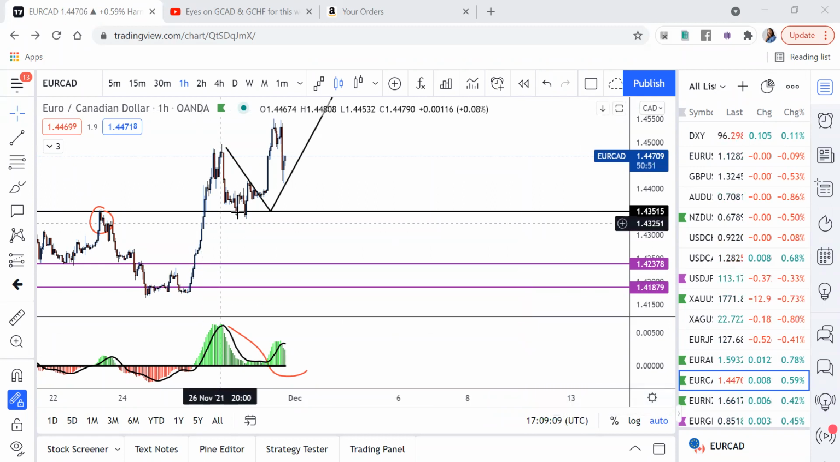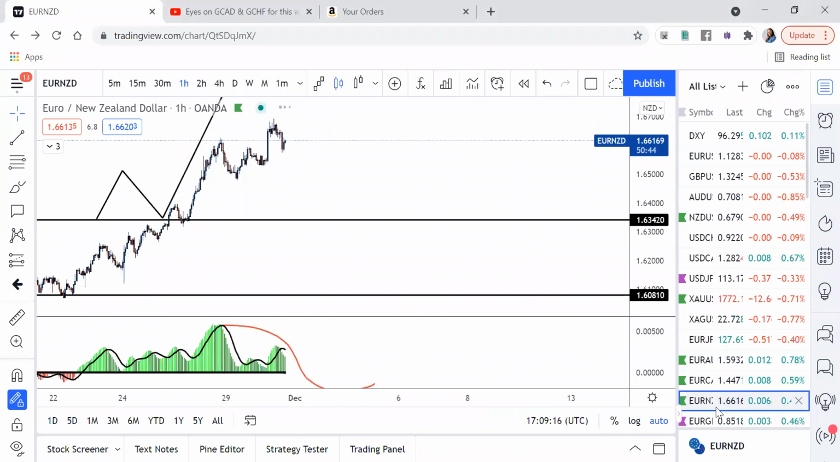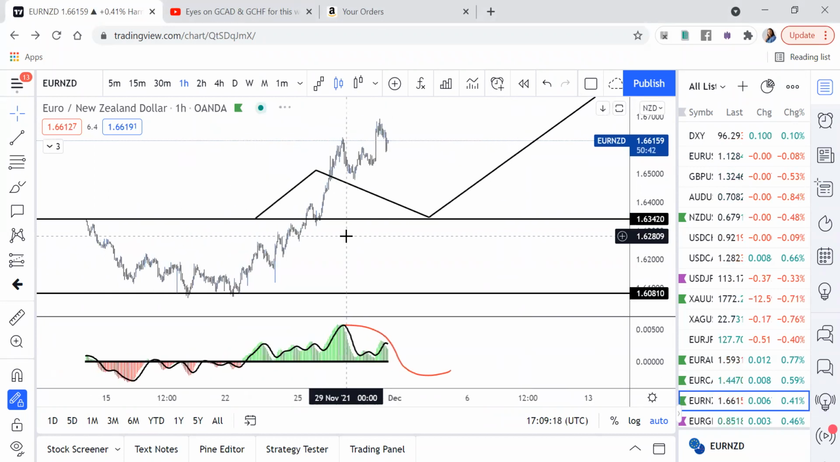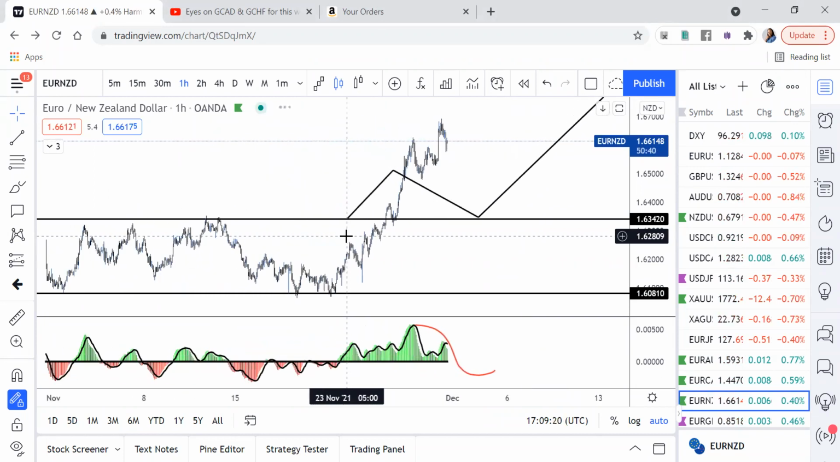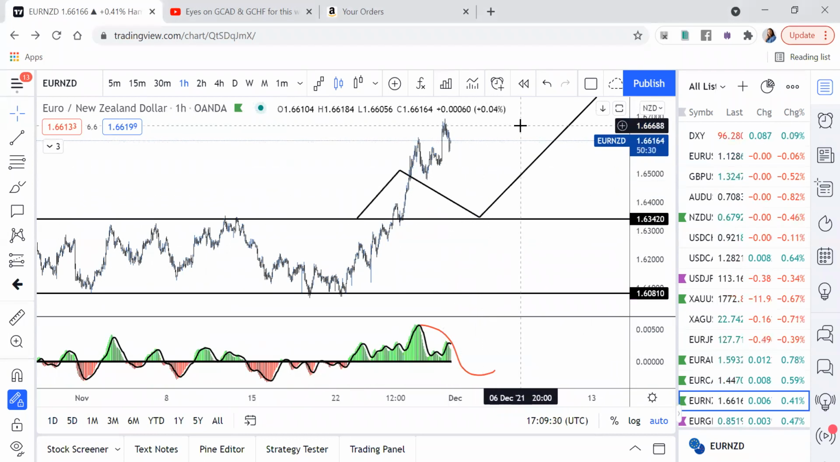There's still a potential trade idea for the week. It's just that we've got to wait for it to set up. Euro NZD, same thing. All the euros set up the same way. You get a strong break, wait for the retest. Price comes back into the zone, let the retest on the MACD happen. Once you get that, you can look to buy Euro NZD.